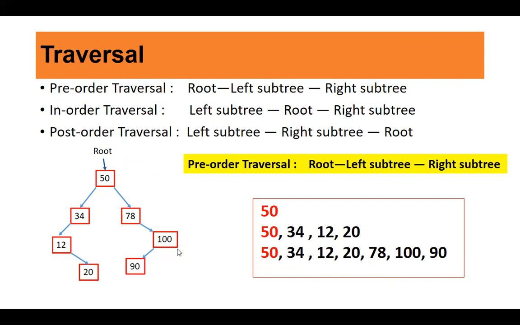Now suppose there is one more node, say 200, then it will be 100, 90, and then 200. Fine. So always you visit the root, then the left subtree, and then the right subtree. So in case of pre-order, the root is the very first node. This is the pre-order traversal. Root is the very first node which is traversed.